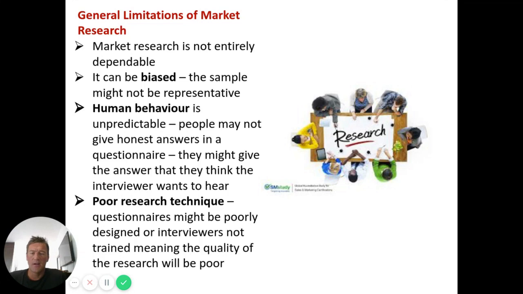Human behavior, you can evaluate by talking about people's answers. Were they honest? They often give an answer which they think the interviewer wants to hear or makes them look good or something like that. Sometimes people answer because they know what the right answer is, but they don't necessarily do it. So you can always question whether people are being honest. And then poor research technique, you can also question whether the interviewer had training, the questionnaire was right, was the right method used? Again, just maybe in reflection, think actually there could have been a better way to do it. So there's just three general limitations that you could use as well to evaluate.